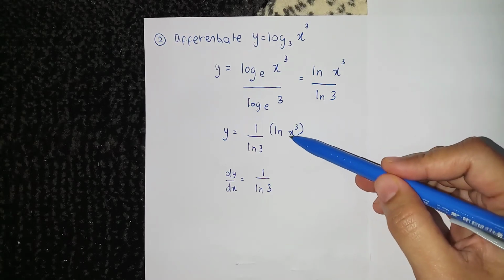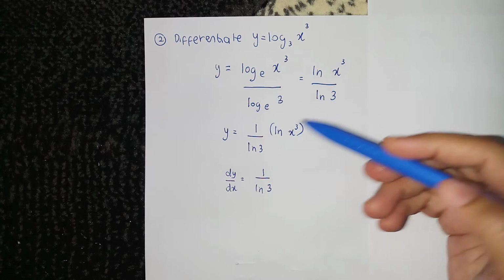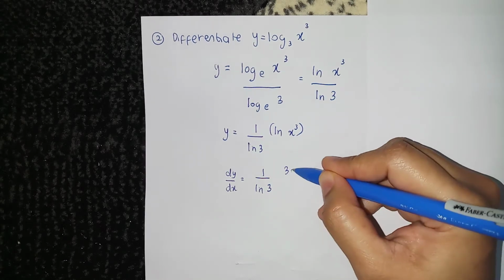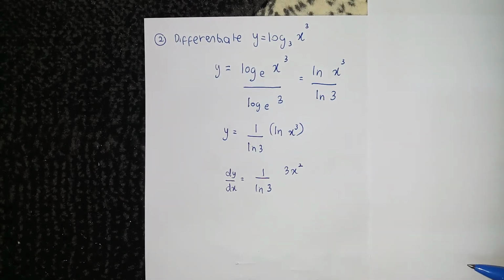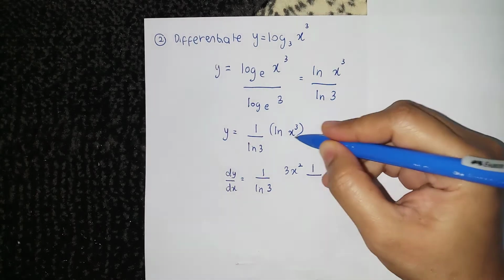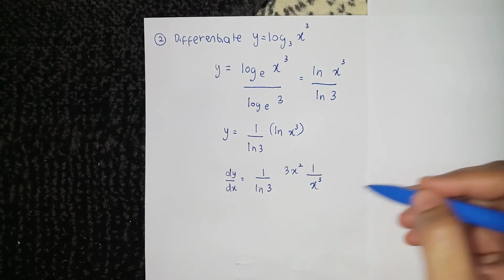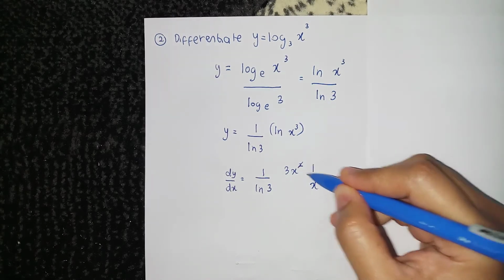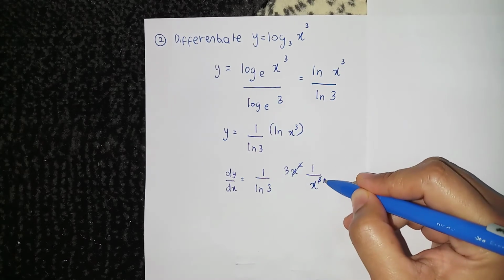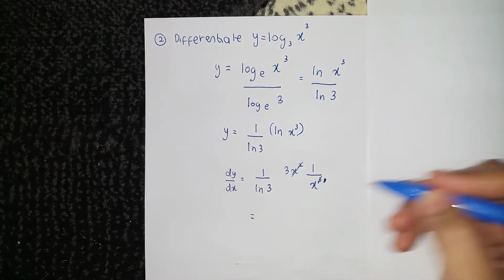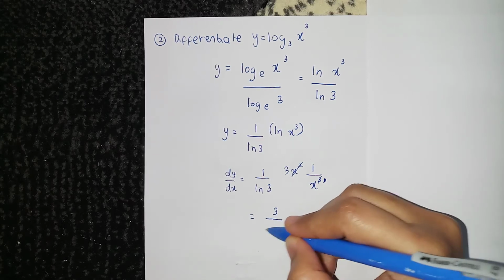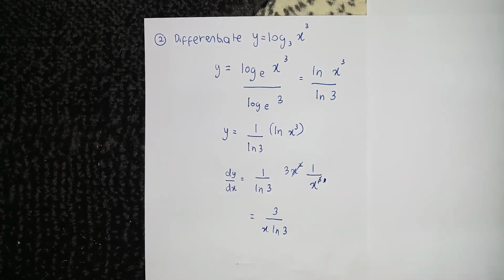We differentiate the term at the back of the ln and put it in front, which is you will get 3x squared. And then you take 1 over the whole term, x cubed. That one you can simplify, cancel, becomes 1 over x only. So your final answer is 3 over x ln 3.